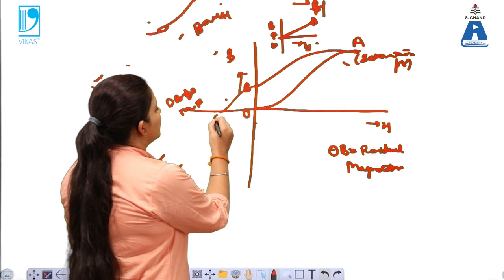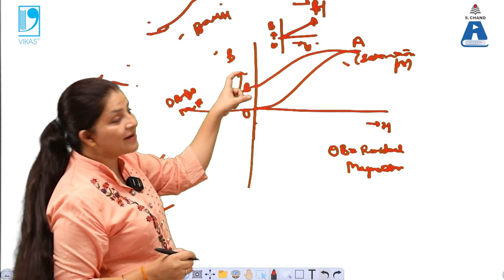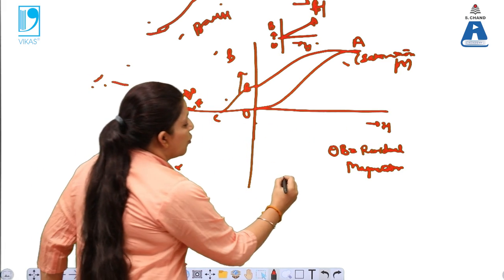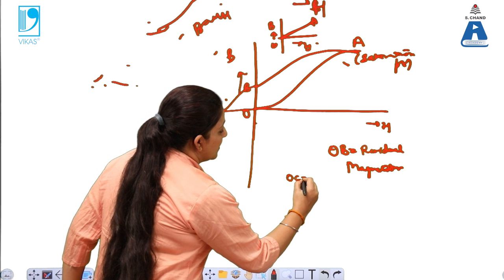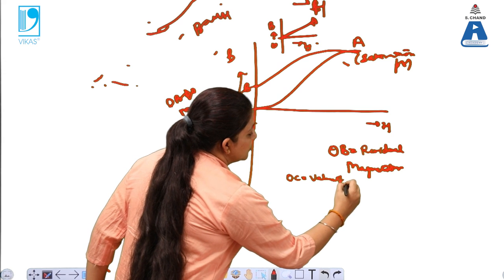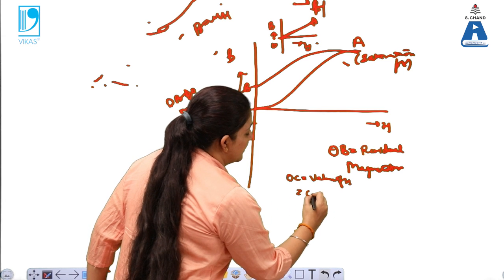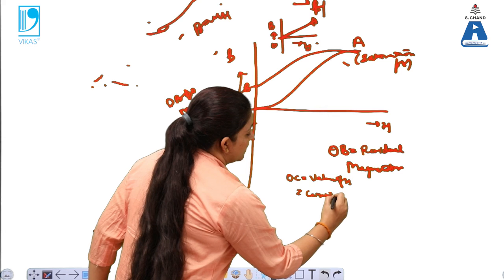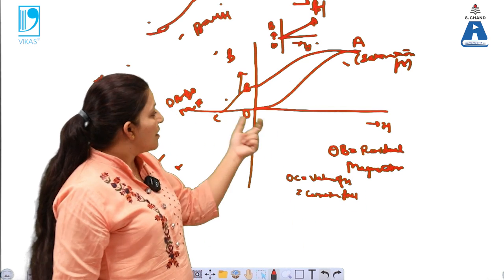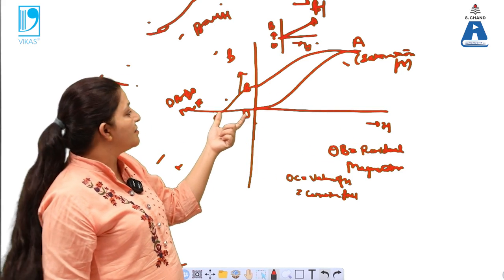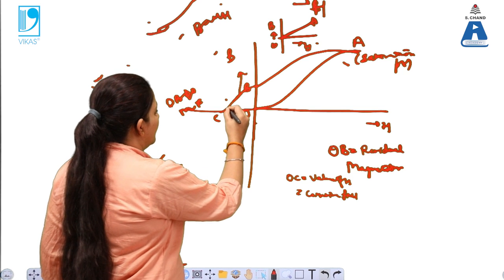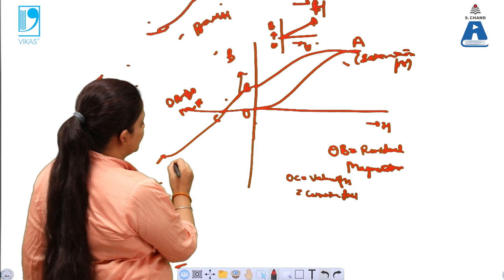So this point is C. Now at point C, magnetic field is 0, but H is in the negative direction. So OC, what is OC here called? That is a value of H, or this is called coercive field. This is called coercive field, which is the value of H applied in the negative direction in order to make B 0. Again, it is increased in the negative direction.